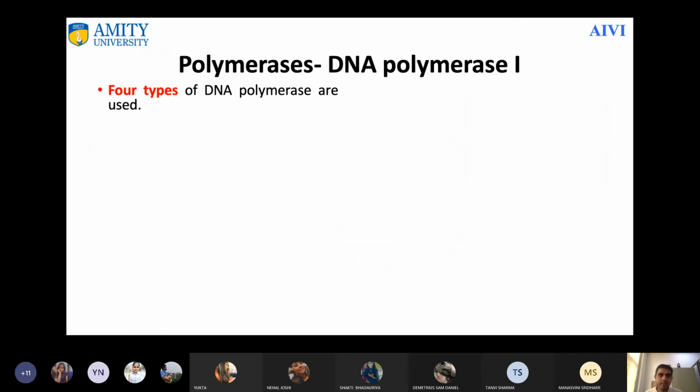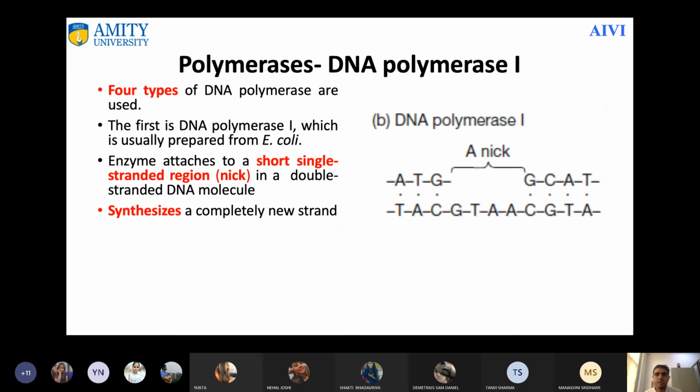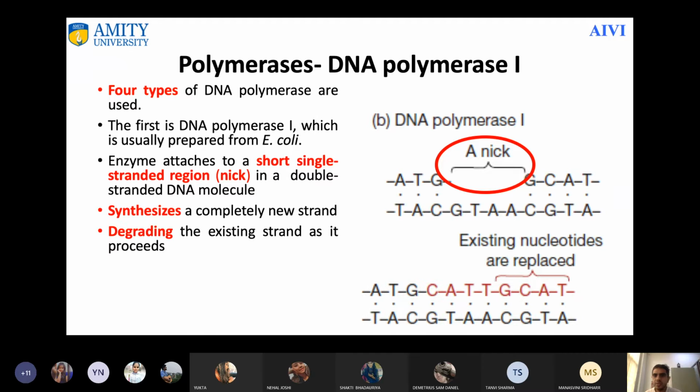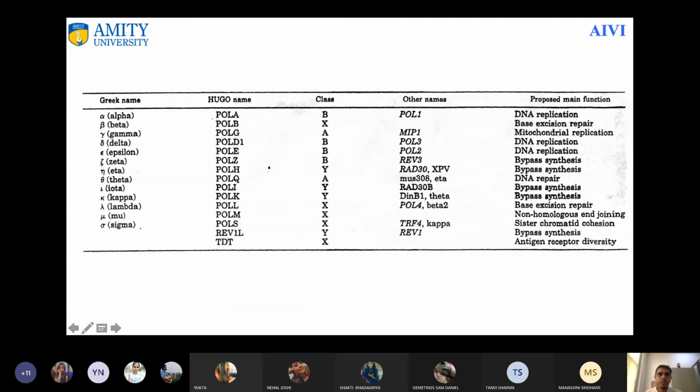Okay, so this is the one. This is again the summary of what we're talking about. As you have seen, a gap is there. Then you can fill it utilizing the enzyme. In this process, you have the exonuclease activity. It can remove whatever pre-existing strand was there.